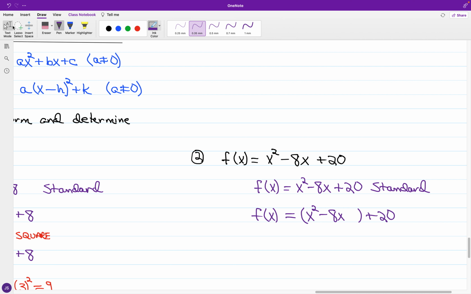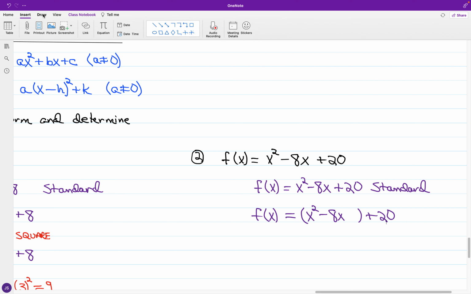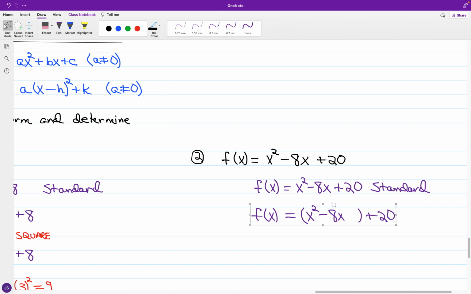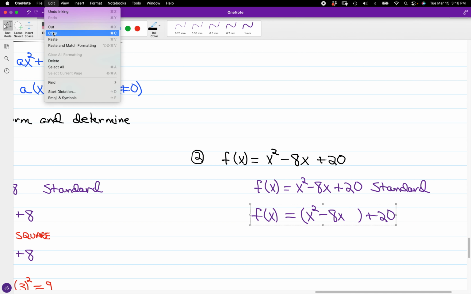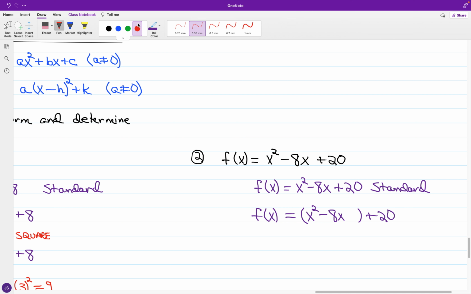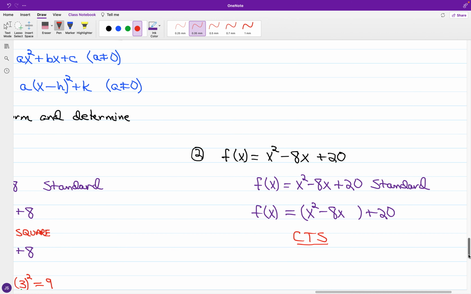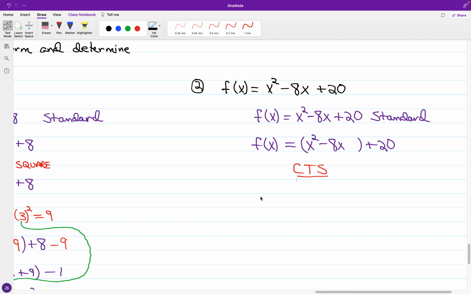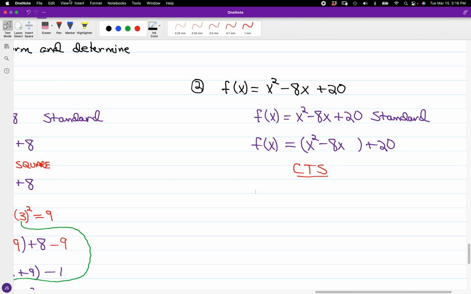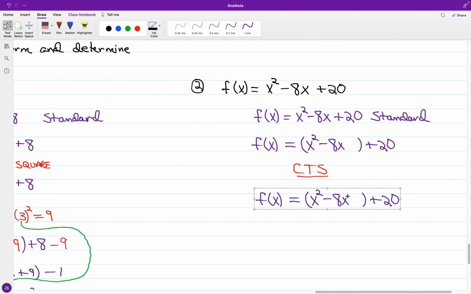Okay, and in terms of crossing over to the stage of completing the square, I'll just use a little bit of shorthand here: CTS for complete the square. Okay, so for x squared minus 8x plus 20.